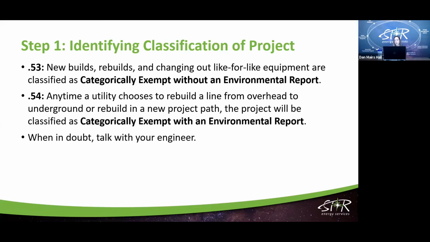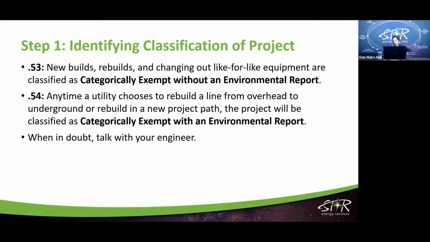So basically, RUS codes that are non-site specific, examples would be like code 100s, 500s, 600s, or like a code 300 that's like for like in the same path. So replacing an overhead line with an overhead line in the same exact path. It can't change the size of the road at all at any point. Otherwise it becomes a .54.